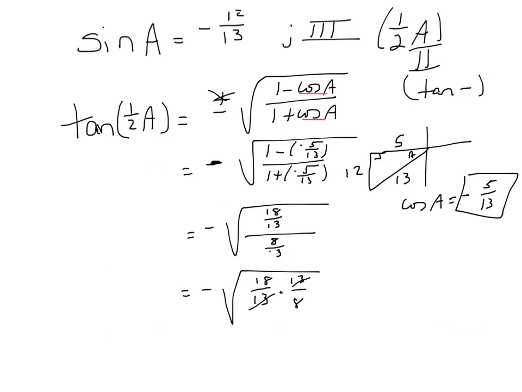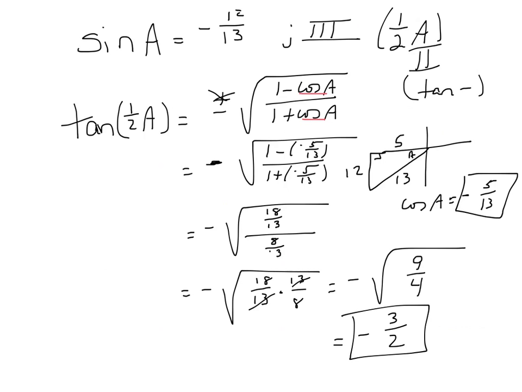This is going to simplify to negative under the radical 18 over 8, which will reduce to 9/4. Oh, that's unusual. That's a perfect square. You normally get perfect squares. Typically, there's going to be a radical in your answer, but in this particular case, this was kind of nice. So I'm going to end up with negative 3/2 as my final answer for the tangent of the half angle.